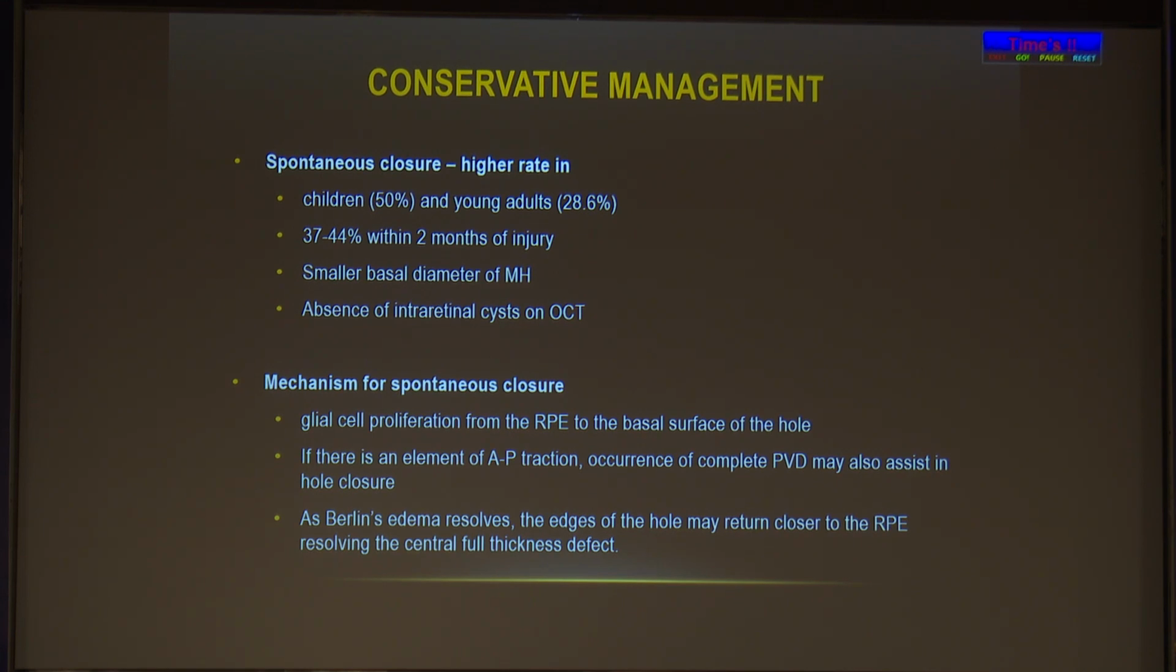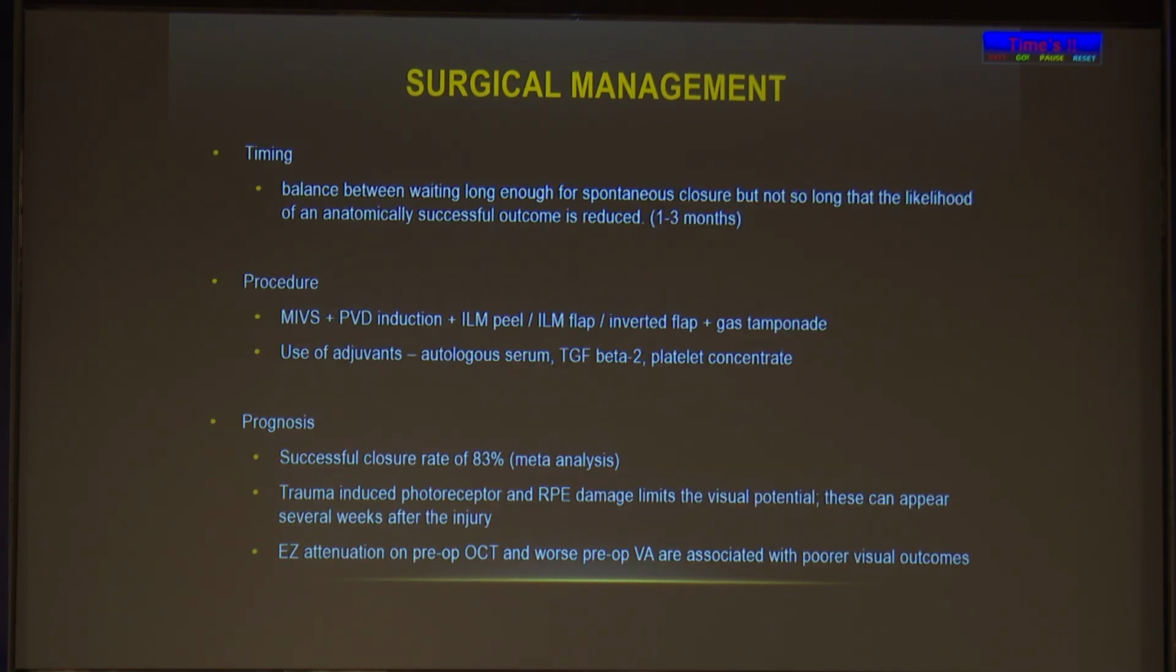Now the mechanism of spontaneous closure: glial cell proliferation from the RPE to the basal surface of the hole. If there is an element of AP traction, occurrence of complete PVD will also assist in the hole closure. As commotio resolves, the edges of the hole may return closer to the RPE, resolving the central full thickness defect.